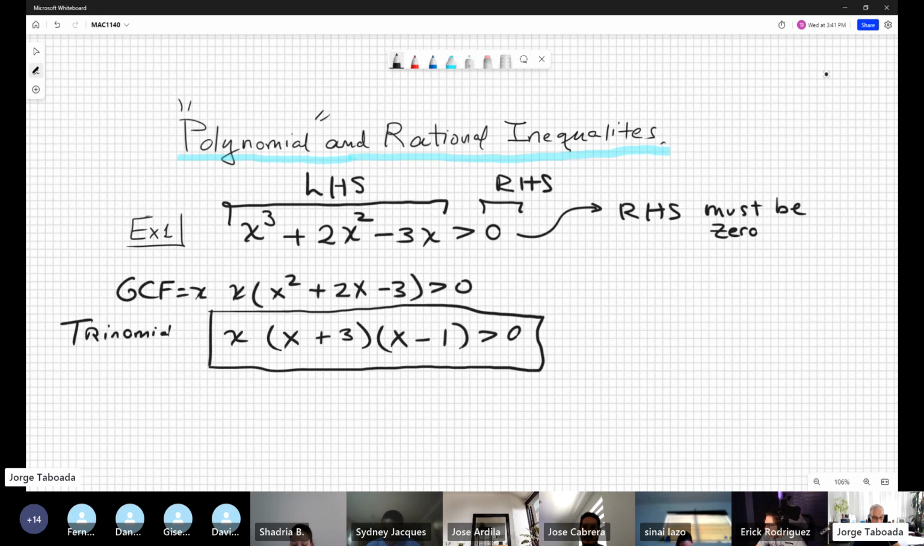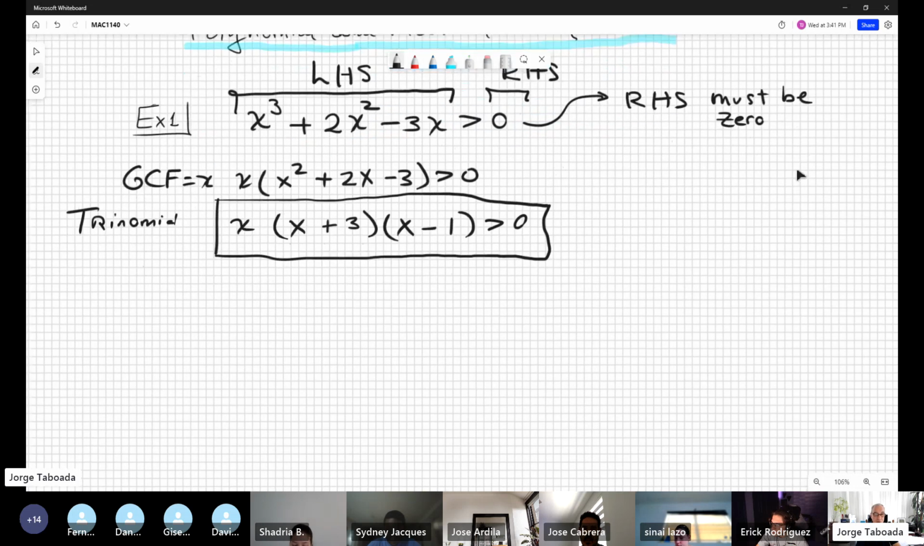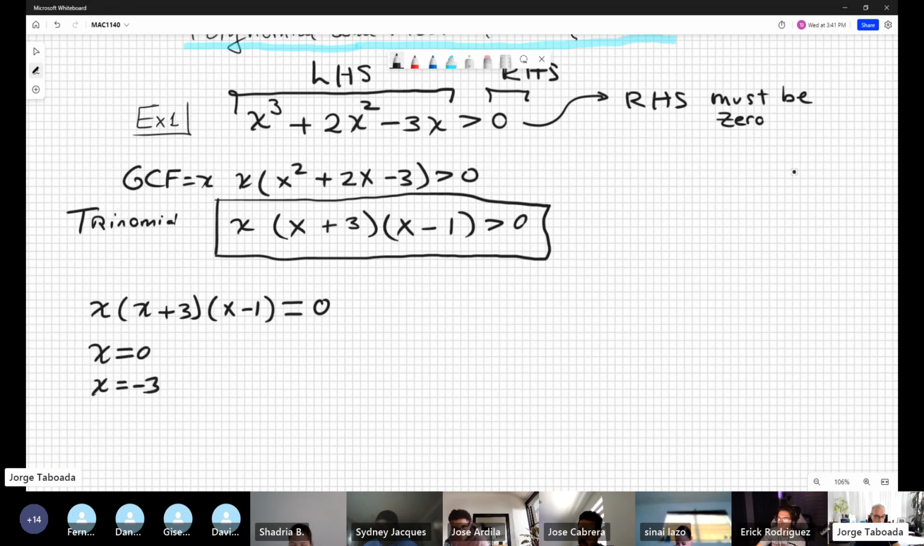Now you have the new view of the inequality because you expressed the left-hand side in factored form. Now we start solving this. Temporarily, you convert the inequality into an equation. So you replace the greater than sign with an equal sign and solve this equation. The solutions are 0, negative 3, and positive 1. These are important in determining the solution. They are not the solution itself, and they are called critical values.